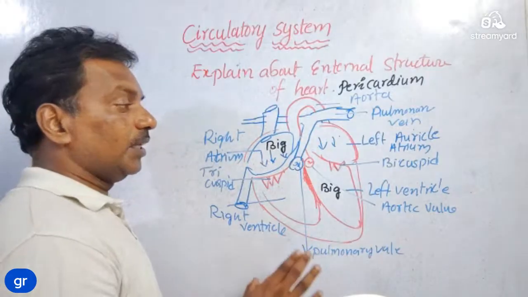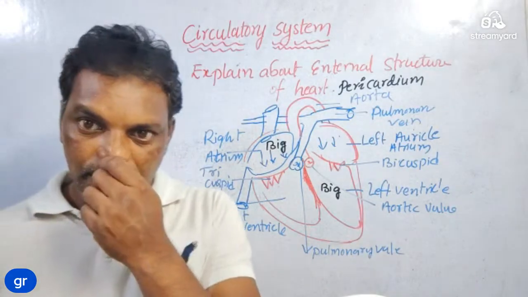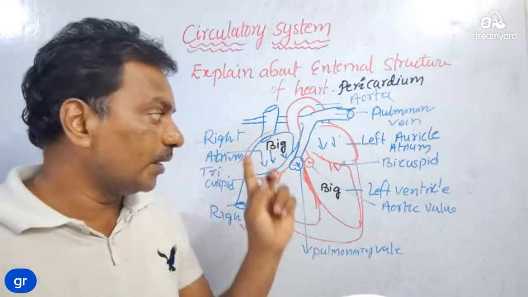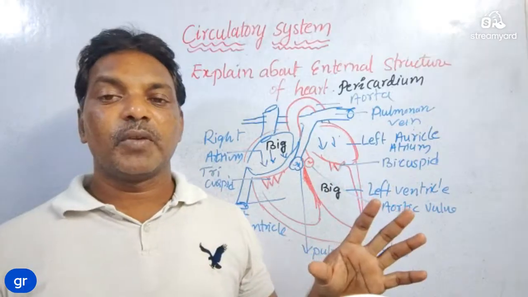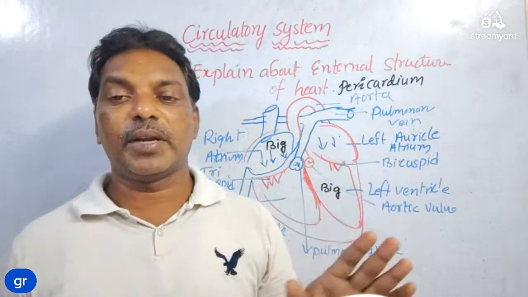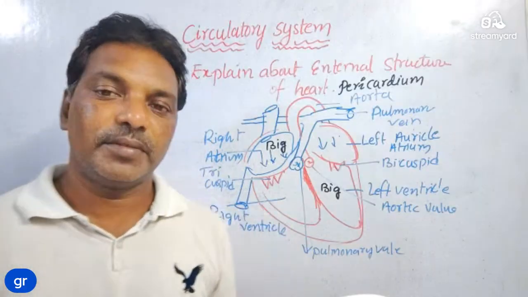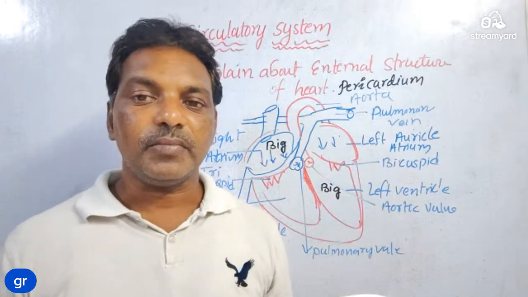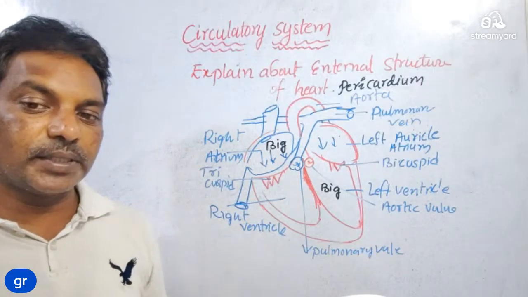So if you get the question, explain about the internal structure of heart, you have to write about these four chambers, which is big, which is smaller. All the chamber names you have to write, and the septum also. That's it. This is the internal structure of heart.